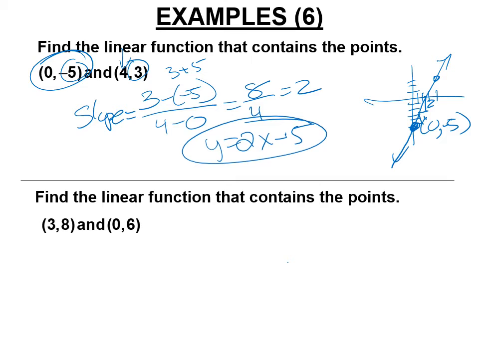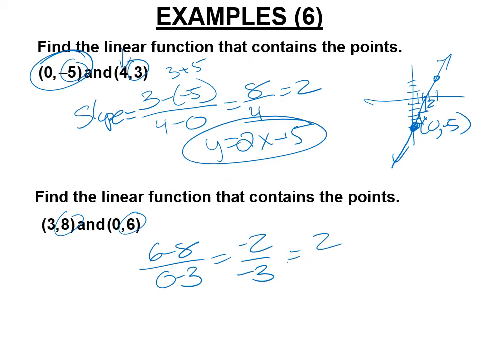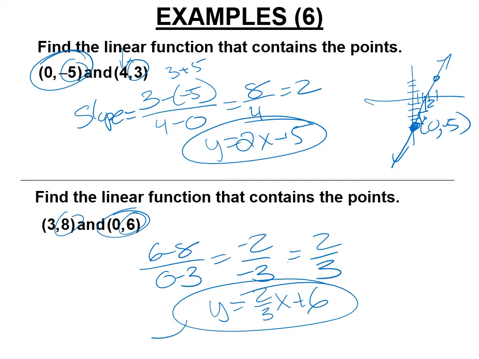So we're going to subtract our y's. I'm going to do 6 minus 8, which is negative 2. Then I have to do 0 minus 3, which is negative 3. 2 negatives make a positive, so the slope is 2/3. And there's the y-intercept, so it's y equals 2/3 x plus 6. That is the only line that goes through both those points.